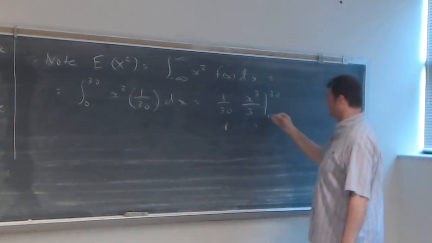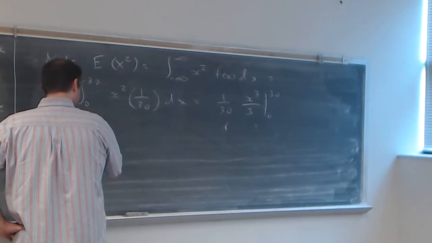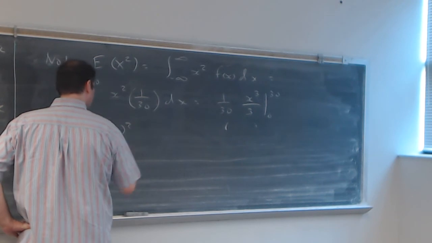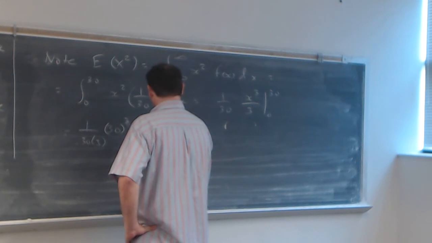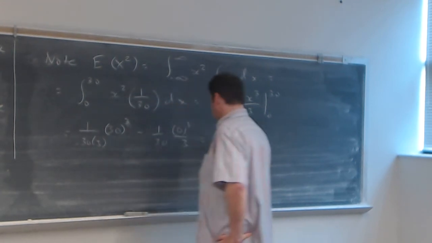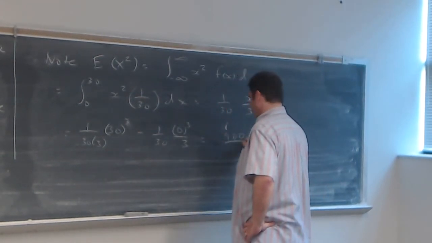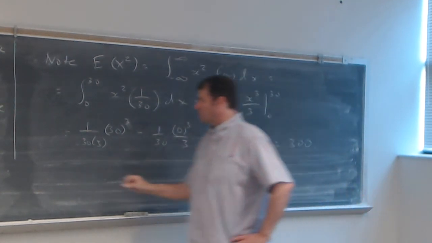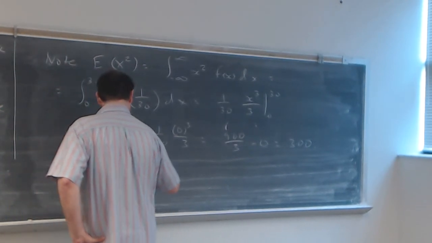So we stick in 30, see what we get, and subtract from it what we get when we stick in 0. That's the fundamental theorem of calculus. So here this is 1 over 30 times 30 cubed over 3, minus 1 over 30 times 0 cubed over 3. Let's see, one of the 30s here will cancel. So we're left with 900 over 3 minus 0. I think that's 300.